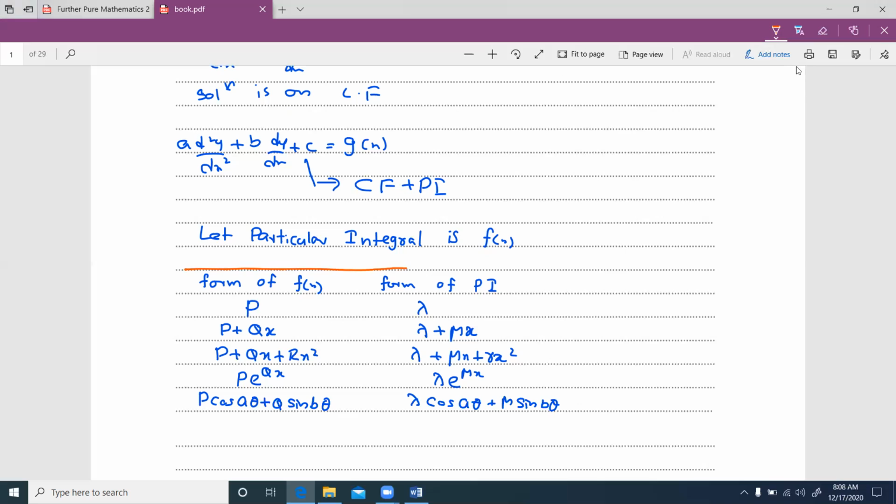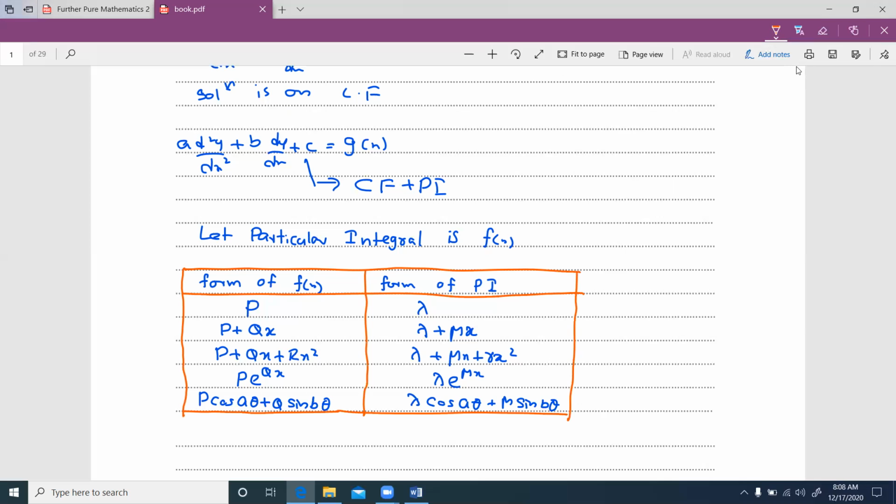So basically, we should have the idea of the type of particular integral relative to f(x) in a second order non-homogeneous differential equation. This table is important, and it is a guide to understand how to form a particular integral. Let's go a little further with a question.